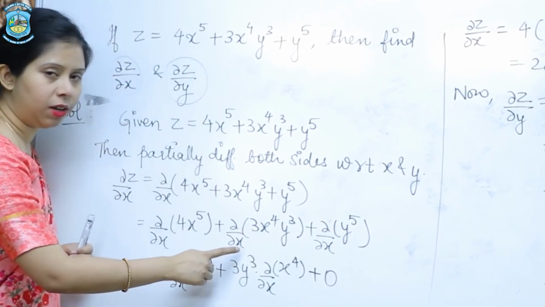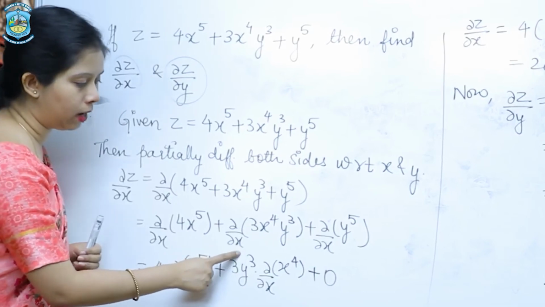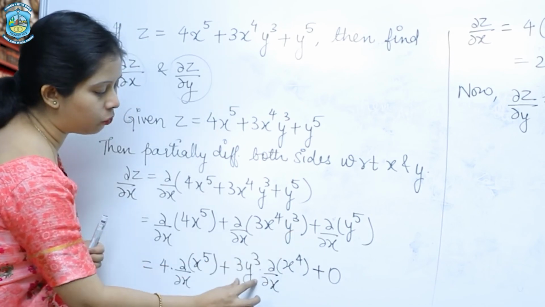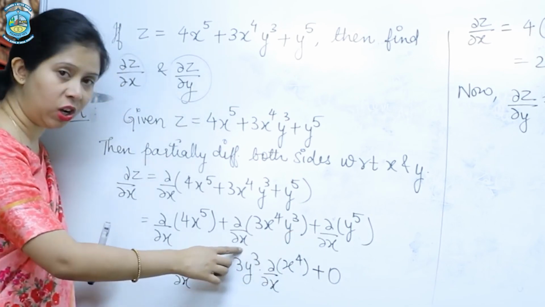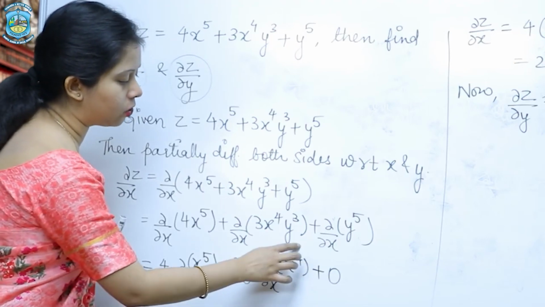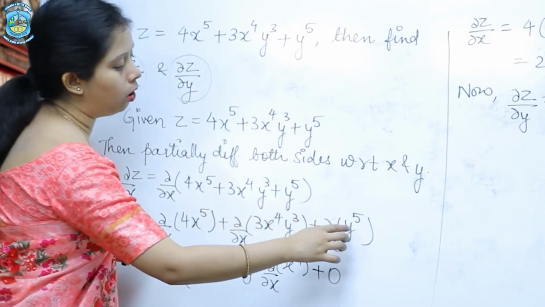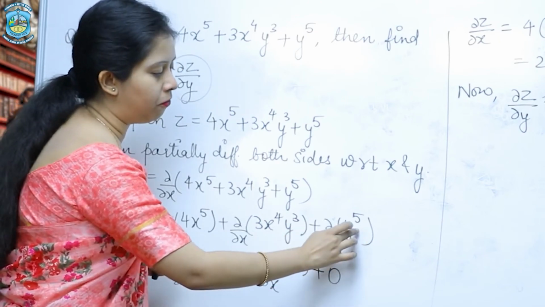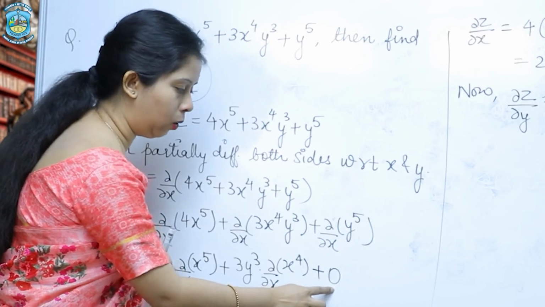Now, you can see that we are differentiating partially with respect to x. So, that means here 3 into y raised to the power 3 is treated as constant. Why? Because we are differentiating partially with respect to x. So, that becomes del upon del x of x raised to the power 4, and as we all know, we are differentiating with respect to x, so del upon del x of y raised to the power 5 will be 0.